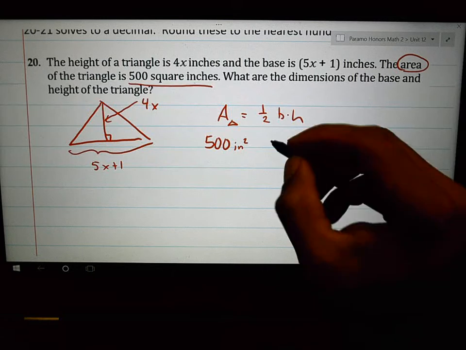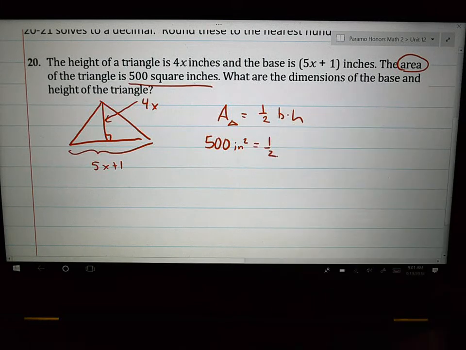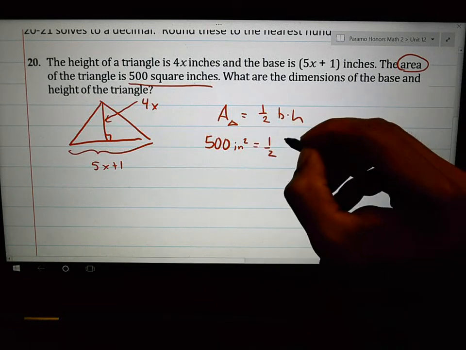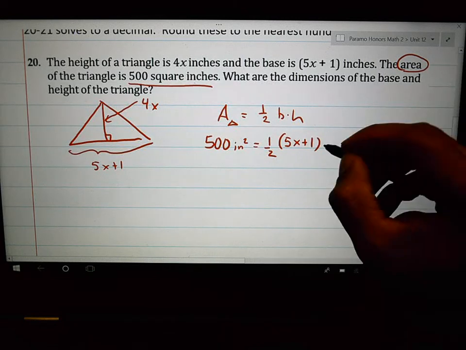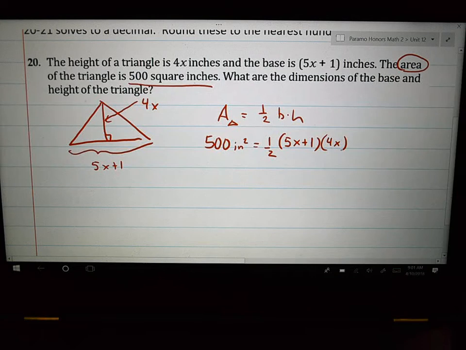Okay. Equals 1/2. What's the base here? The base is 5x plus 1. What's the height here? 4x.